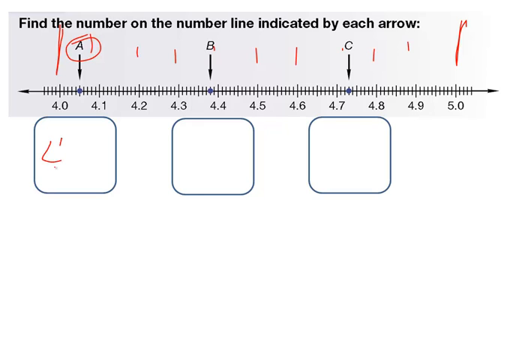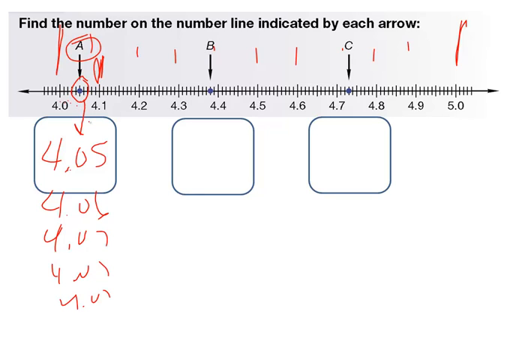So we know it's going to start with a 4 point something before 1. Well, it's got to be a 0, and then I count my tick marks. I got 1, 2, 3, 4, 5 tick marks. So I'm at 4.05. And doesn't that make sense, if right here it's 4.1, that it would be smaller, because this is going to go 4.06, 4.07, 4.08, 4.09, 4.1. So we know that right there, that is 4.05.